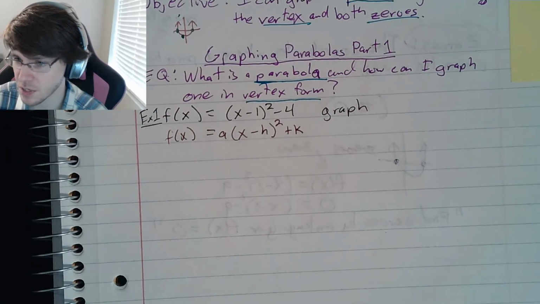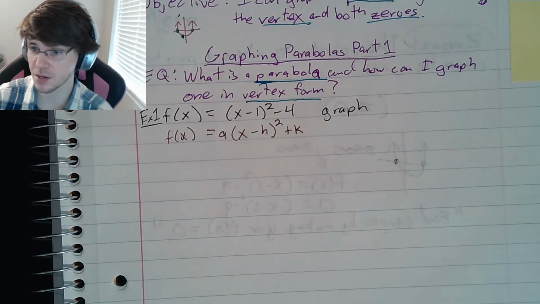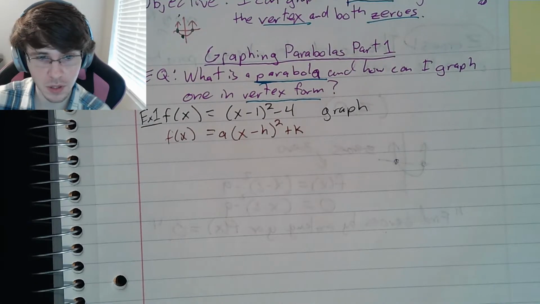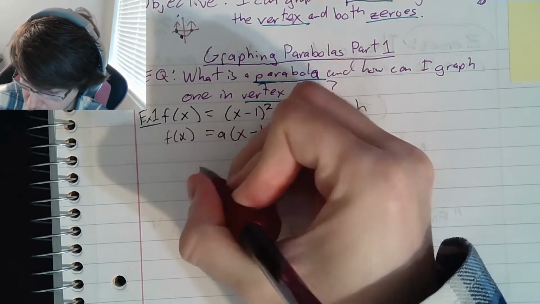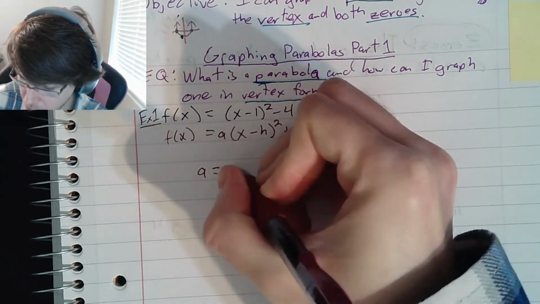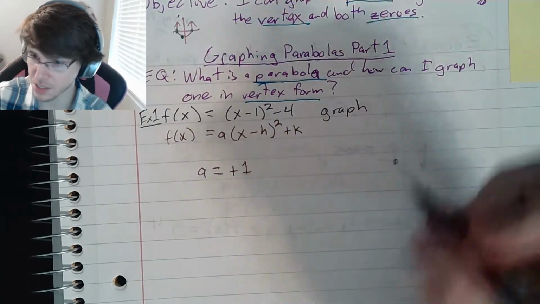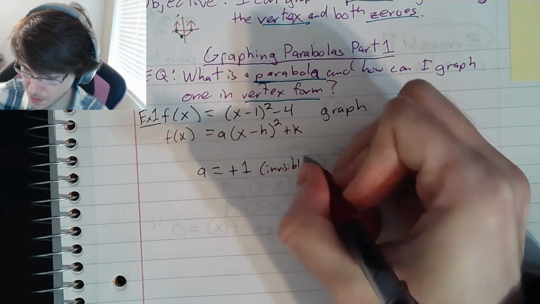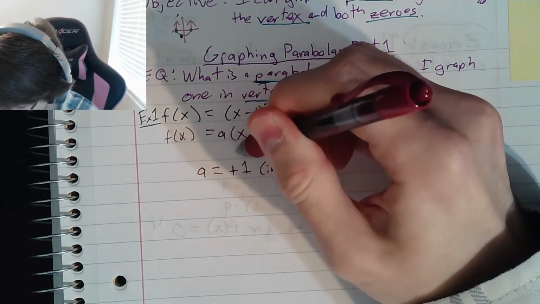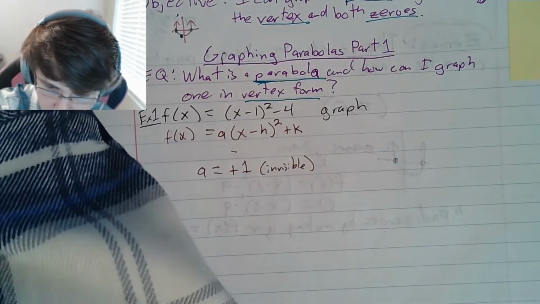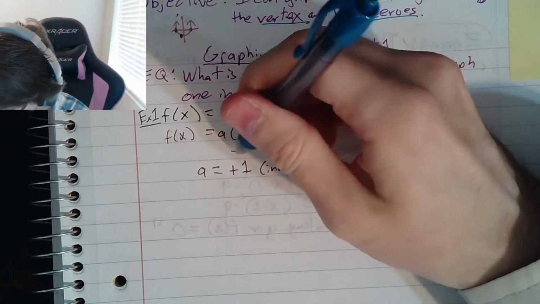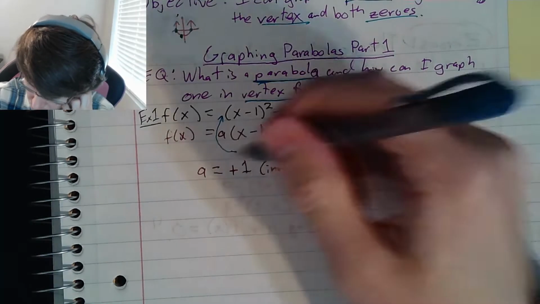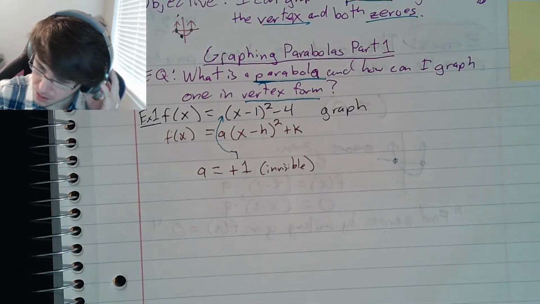So here's our vertex form. Now we can figure out what all these letters mean and what they're going to be doing. In this question, a is equal to positive 1. Remember, it is invisible. I'm going to draw a little arrow, how about in blue? Right there, that's where my invisible little 1 is. It's right there in front.